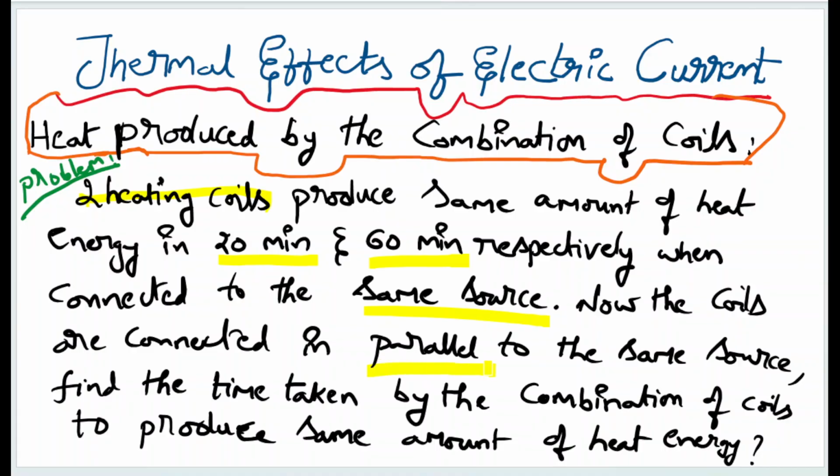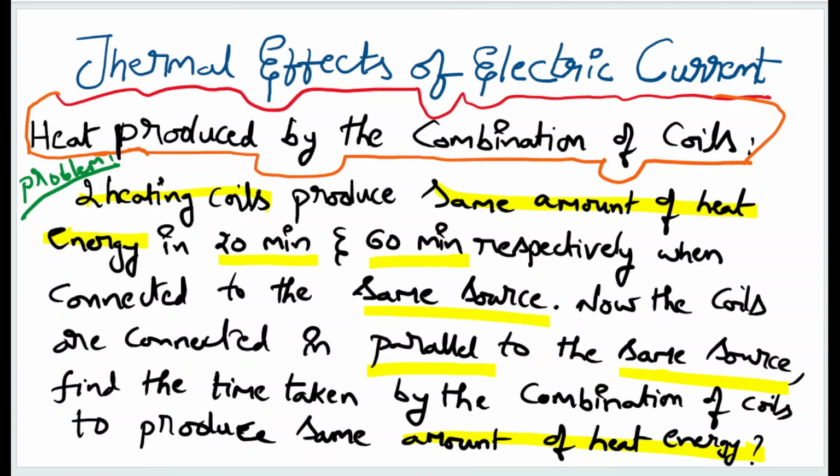After that, first individually they are connected to some source of voltage. Later they are connected in parallel combination to the same source. Now find the time taken by the combination of coils to produce the same amount of heat energy. In all the cases, even when they are connected individually, both the coils produce the same amount of heat energy. So now let us go to the solution part.